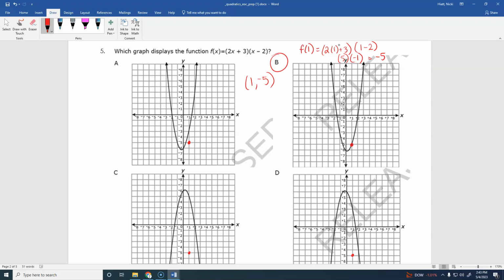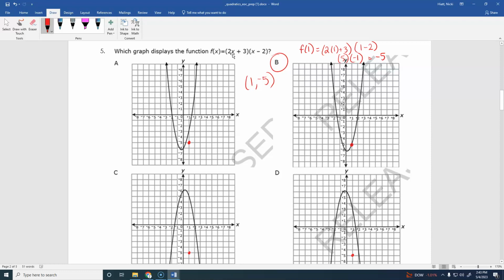I could have plugged in other numbers. I could have plugged in 0. I could have plugged in like 10, but 10 wouldn't be a good number to plug in because it's not going to be on the graph. You can see these are not very wide parabolas. So that's just one way you could do this.